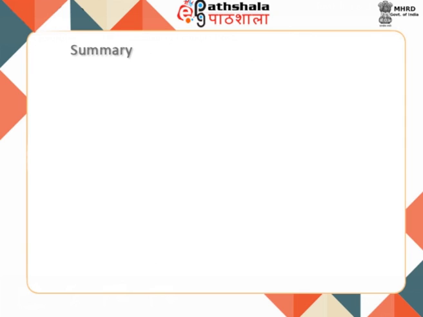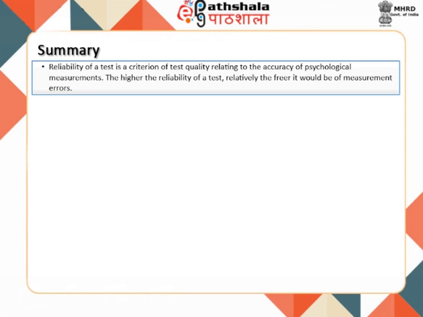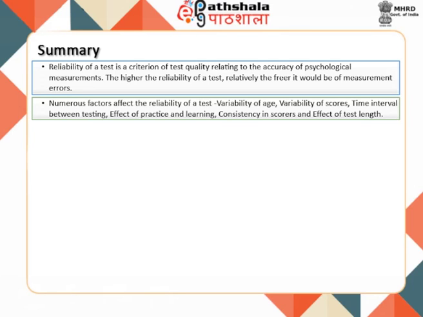Let us now summarize what we have learned in this module. Reliability of a test is a criterion of test quality relating to the accuracy of psychological measurements. The higher the reliability of a test, relatively the freer it would be of measurement errors. Numerous factors affect the reliability of a test. Variability of age, variability of scores, time interval between testing, effect of practice and learning, consistency in scorers, and effect of test length are a few examples.